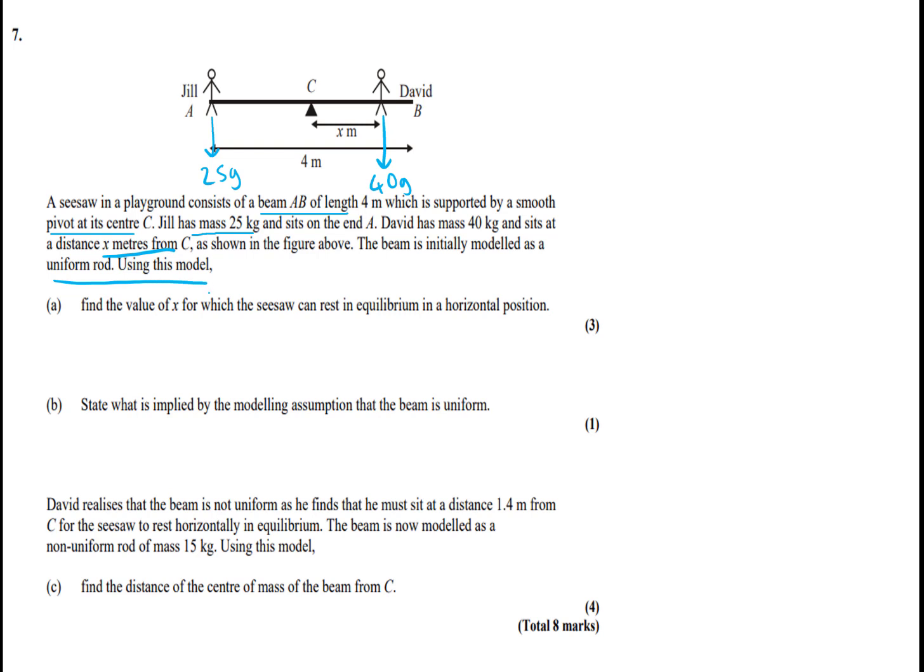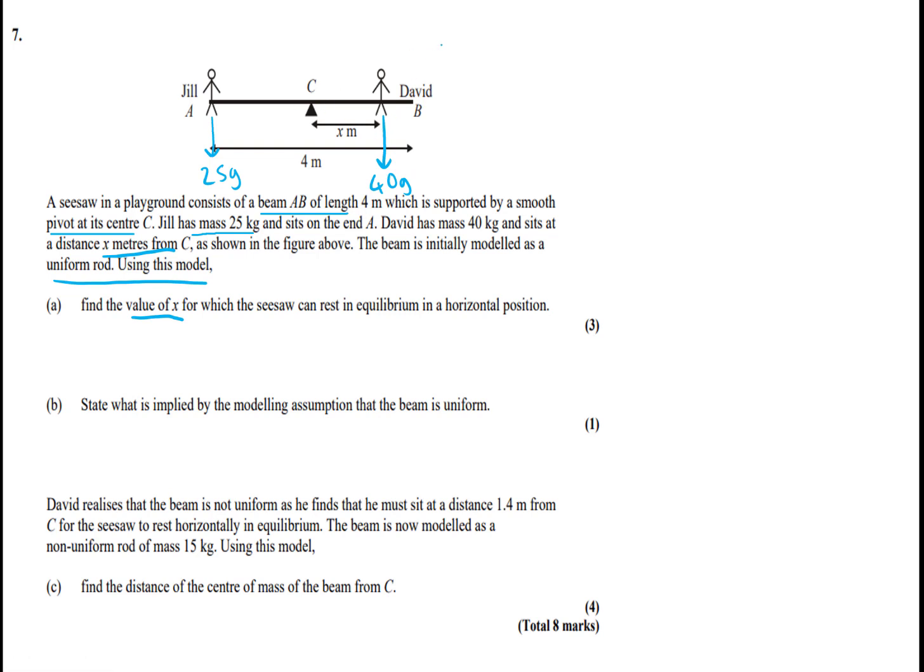Using this model, they haven't given you a mass of the rod, but anyway, let's just do this. Find the value of x, but because C is in the middle, I guess we don't need to use it because we're going to take moments about C, I imagine. Find a value for x which the seesaw can rest. So that means where can David stand away from C so that it is in equilibrium.